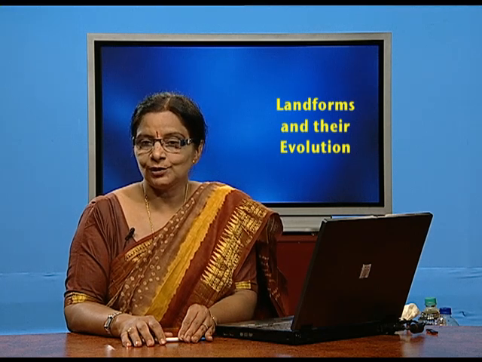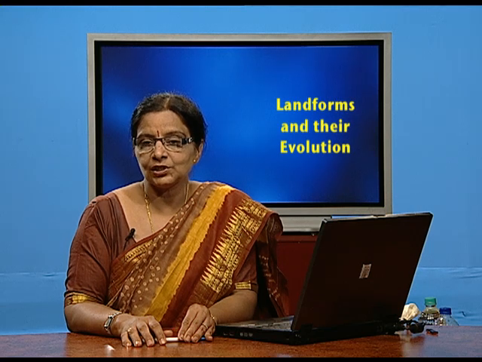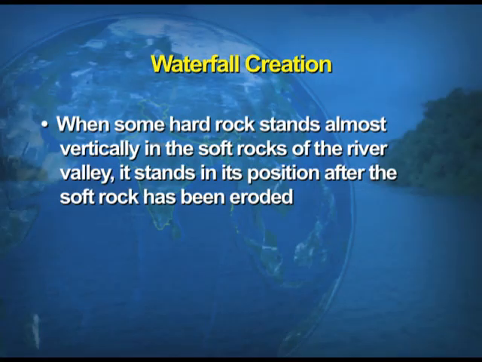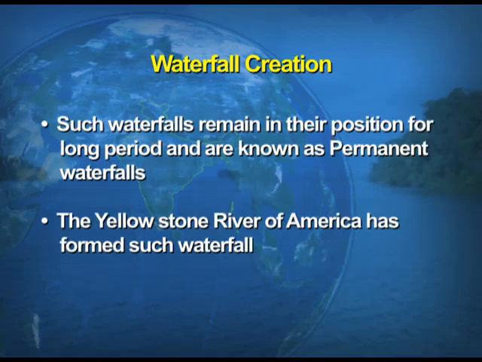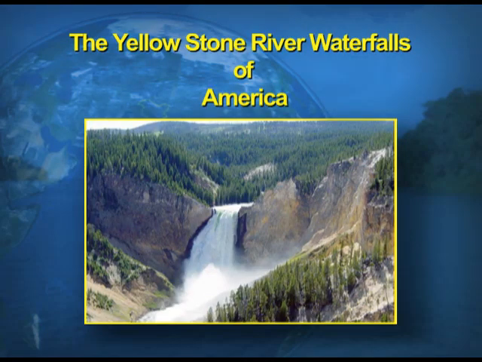Now there are certain permanent waterfalls also, but there's a difference in the structure of the rocks in this waterfall. Here the hard rocks stand almost vertically in the soft rocks of the river valley. In this way the river water forms a fall over the hard rock before it reaches the soft rock downstream. And such waterfalls remain in their position for a long period and are known as permanent waterfalls. The best example of the permanent waterfall is the Yellowstone River of America, which has formed such a permanent waterfall. So this is a visual of the Yellowstone River waterfall of America.